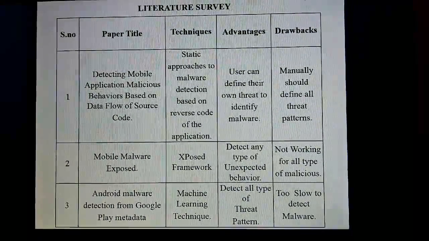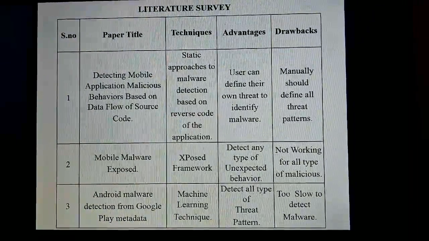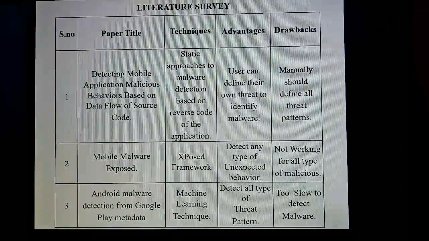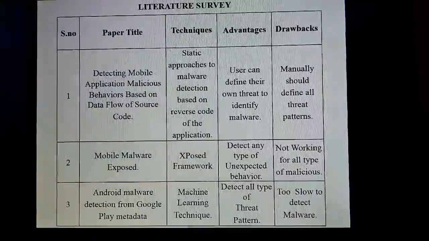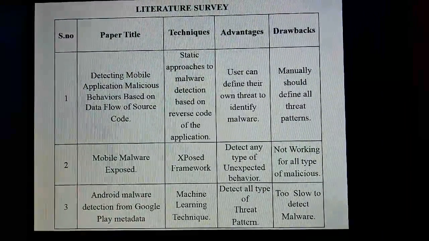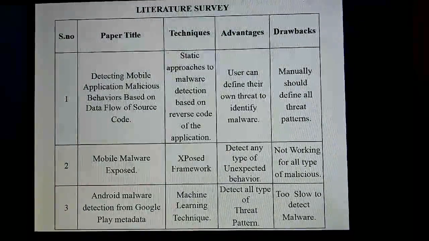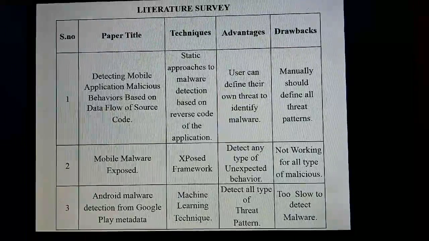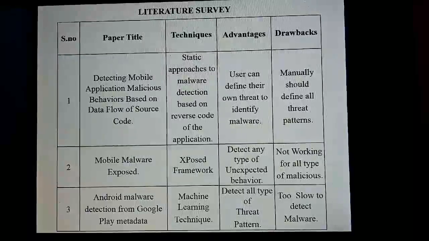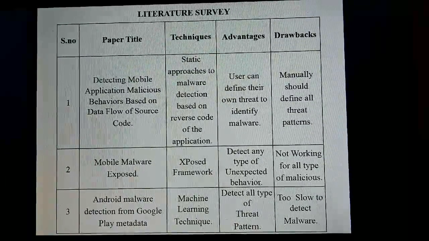Next is the literature survey. I have taken 5 papers for my reference. Those papers are listed over here with their title, technique, advantages and disadvantages. The first paper is detecting mobile application malicious behavior based on data flow of source code. The technique used in this paper is a static approach. The advantage of using that static approach is the user can define their own threat to identify malware. The drawback is that all the threat patterns must be defined manually.